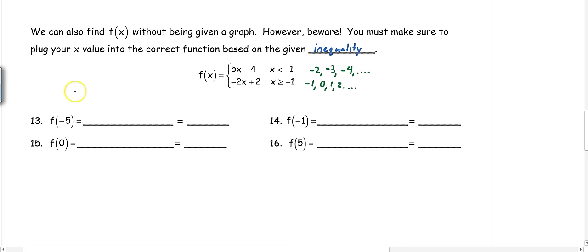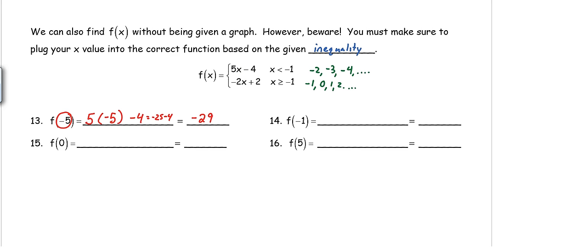So let's look at what is given to us and determine which equation we can use to find the y value. So f of -5. -5 is less than -1, so we would use our first equation. So we are going to substitute this value in for x. So 5 times -5 minus 4, which would get us -25 minus 4, which is equal to -29.